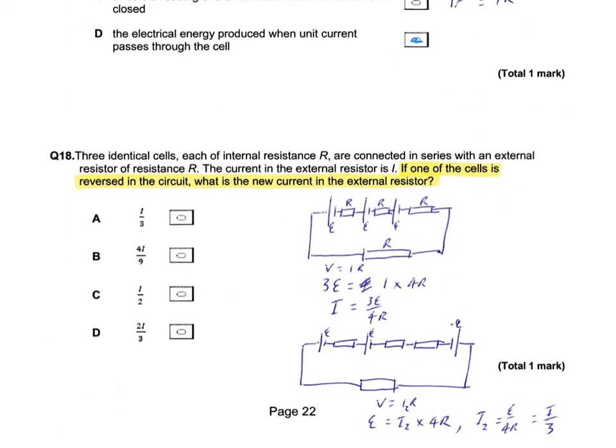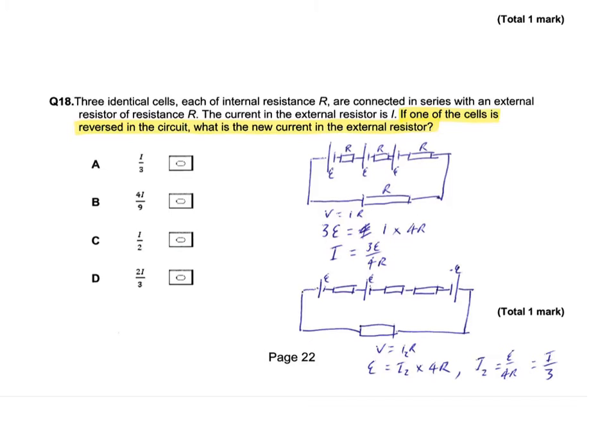And moving on to question 18, I've got three identical cells, each of internal resistance R, connected in series with an external resistance R. The current in the external resistor is I. If one of the cells is reversed, what's the new current in the external resistor? So I've drawn these out. I've got my three cells all pointing the same direction, each with their internal resistor and the external resistor. I did a little sum, I actually worked out what the current was. It's 3/4 of the EMF upon R.